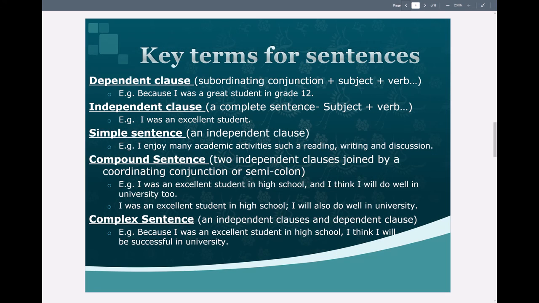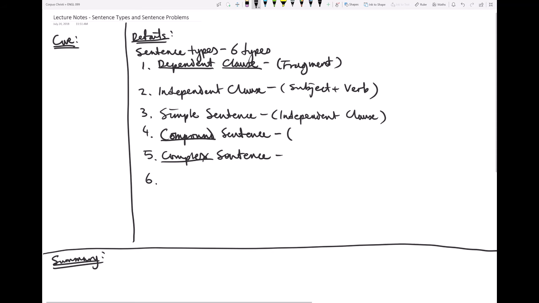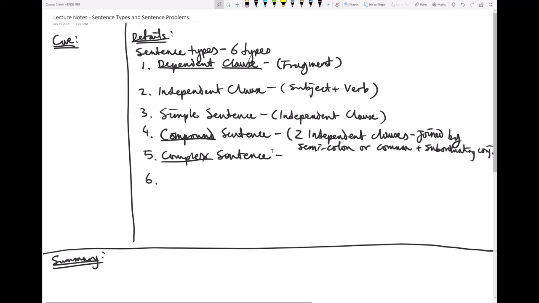So, 2 independent clauses, write it my way, joined by semicolon or comma and subordinating conjunction. Okay.